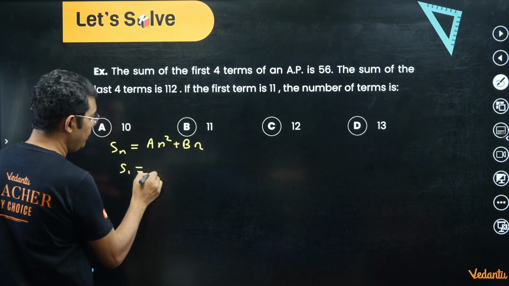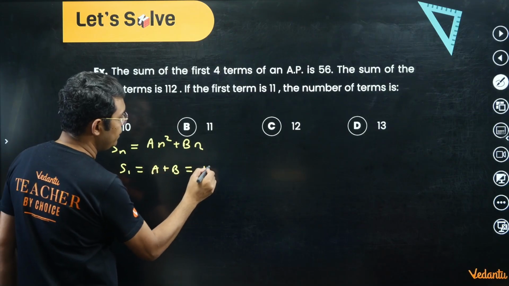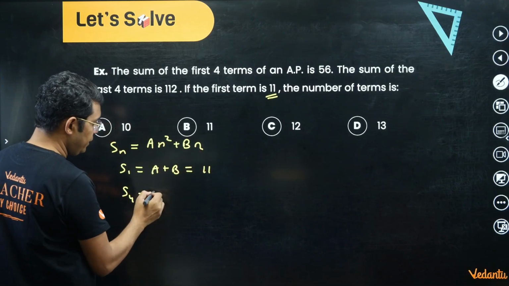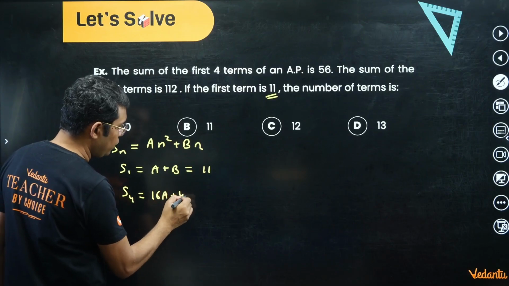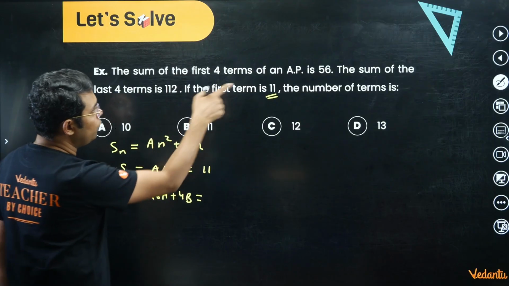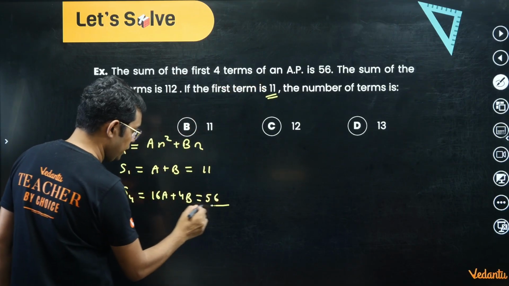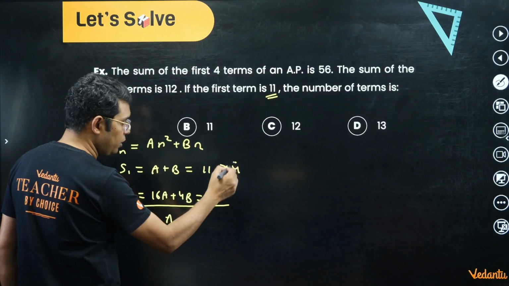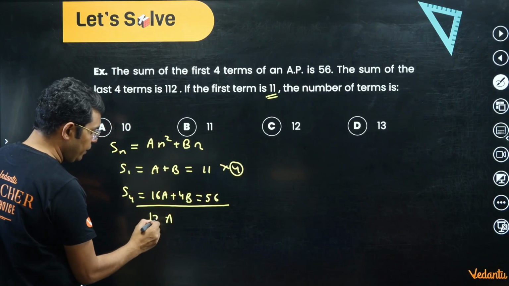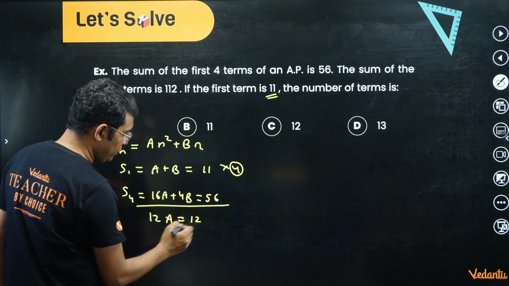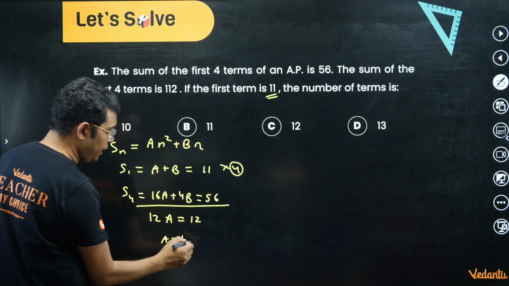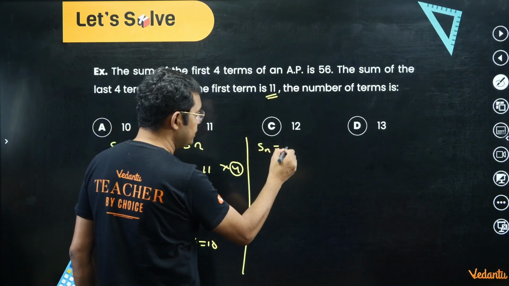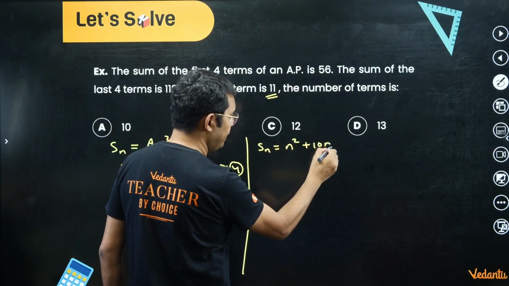Here S1 will be a plus b, and this is given to us as 11 because it is equal to first term. S4 also we are given, that is 16a plus 4b, and we are given this to be equal to 56. So from that you will be able to find a as well as b. If you multiply this by 4 and subtract from it, we will be getting 12a is equal to 12. So a is equal to 1, put it here, your b is equal to 10. So we have found the sum of n terms of this sequence as n square plus 10n.